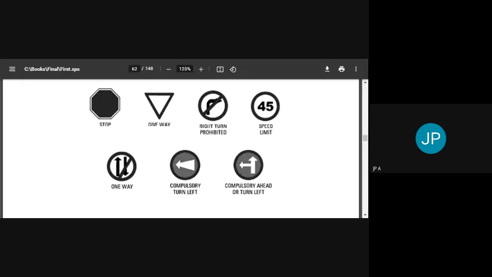So the next one is you must compulsorily turn left. You must compulsorily turn left or go ahead. Okay. So the next one has an option. You can either compulsorily turn left or go ahead. When you write it as a sentence, you have to write it as one full sentence like this.